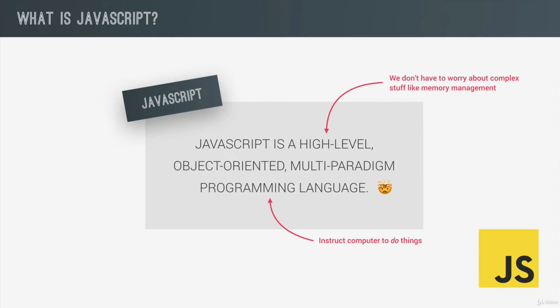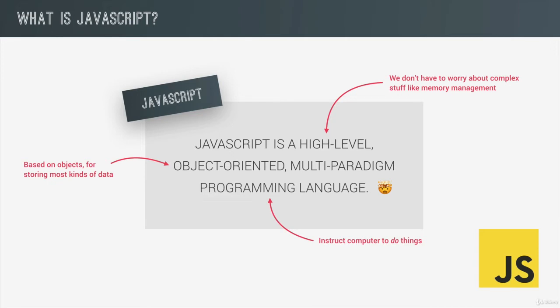Next, I say that JavaScript is object-oriented. And all that means is that the language is mostly based on the concept of objects for storing most kinds of data. And of course, we will learn all about object-oriented programming throughout this course.